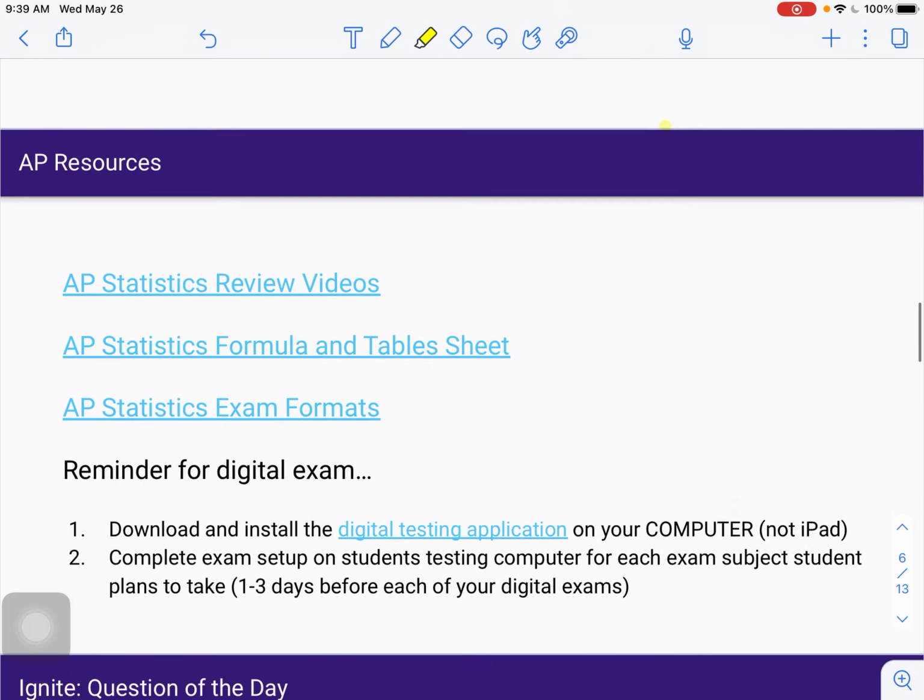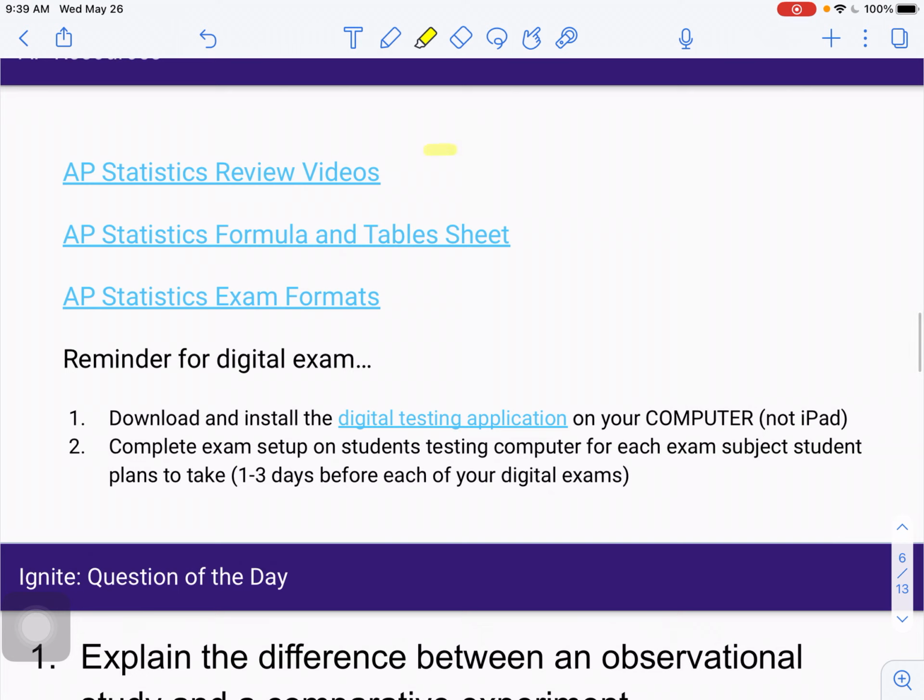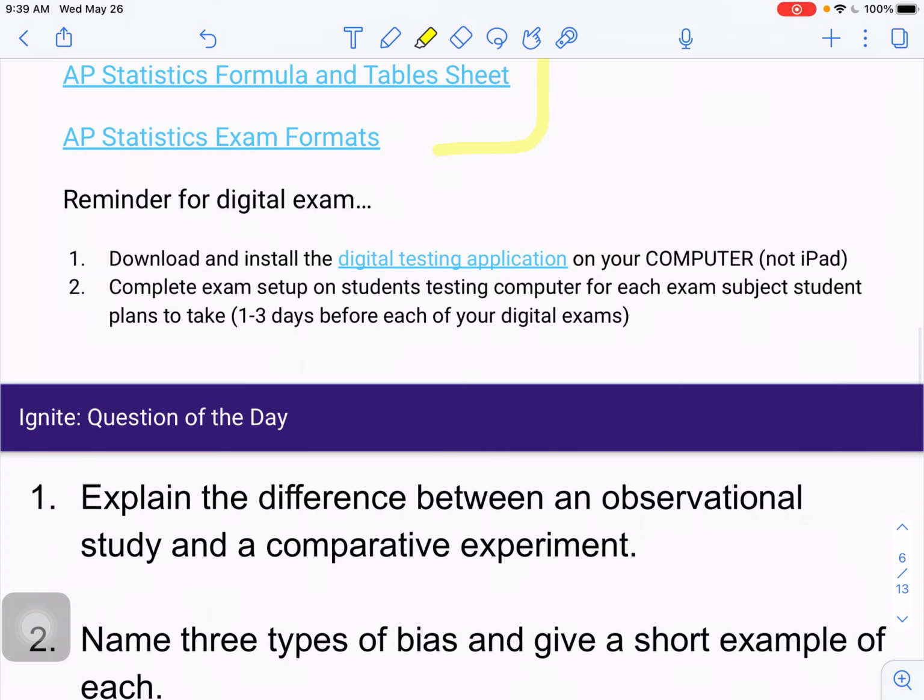All right. Again, a couple AP resources. Take a look at these, some review videos. Make sure that you are familiar with the formula sheet and the format of the AP exam. And then also for the digital exam, once you have the digital testing app downloaded and installed, 1 to 3 days before the digital exam, you need to download the AP Statistics exam. And you do need to do this for all AP exams.